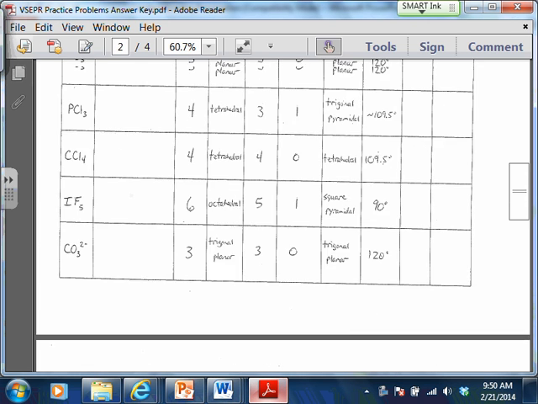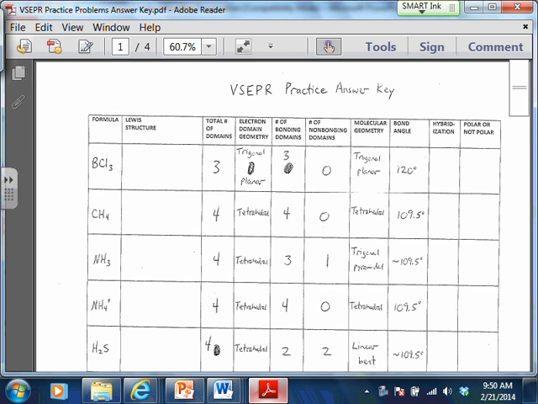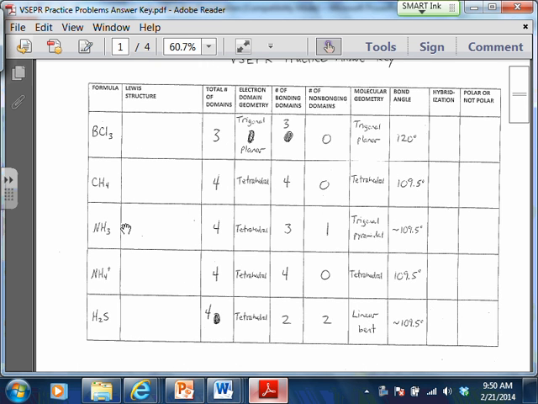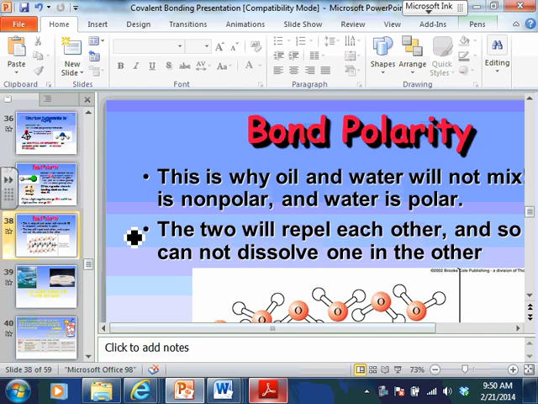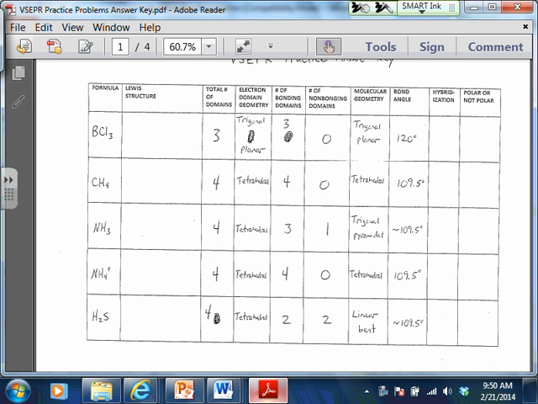But the polar and nonpolar thing, I'm going to teach you a little bit more about how to tell whether something is polar or nonpolar. And again, it comes back to the Lewis structure, okay? So let me just run through several of these with you. With BCl3, again, the Lewis structure is going to look like this.